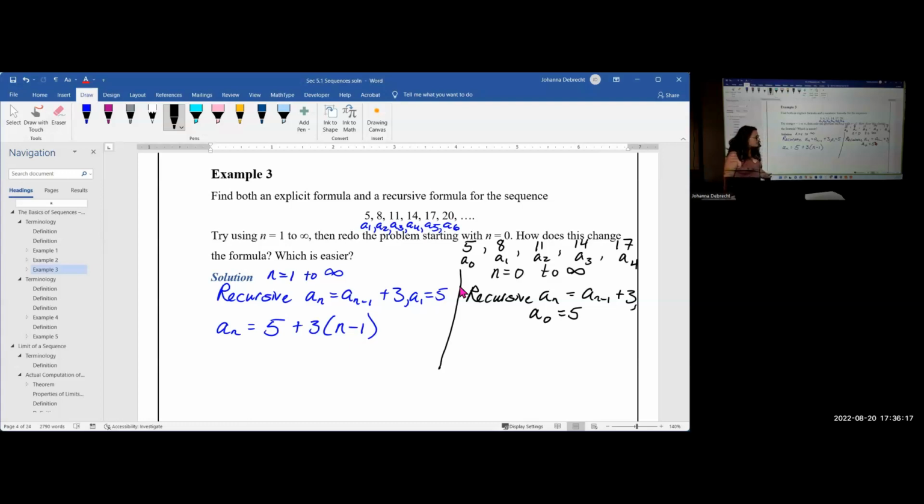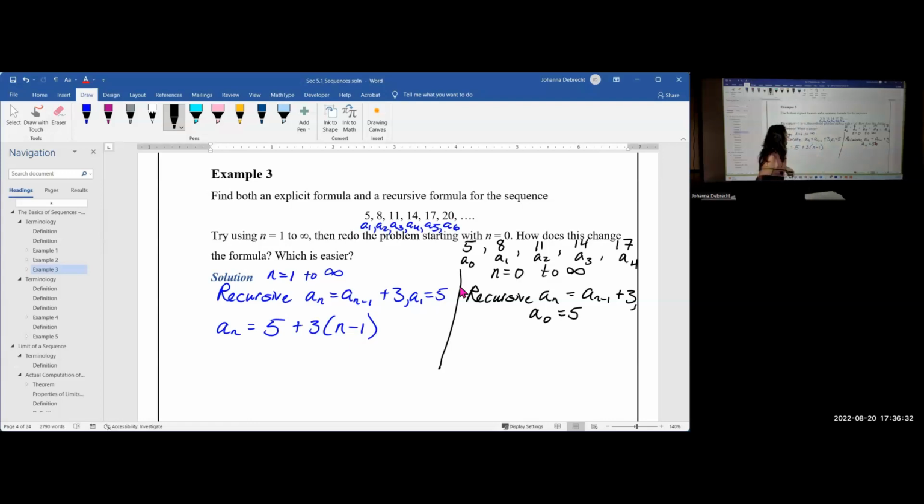It can be a little confusing when the subscripts don't follow the ordinal position, ordinal meaning order, first, second, third, fourth, and so on. We don't usually talk about a 0th, but we will be talking about a 0th in this class. This does work. This is a recursive definition, but starting with the subscript 0 instead of starting with the subscript of 1.